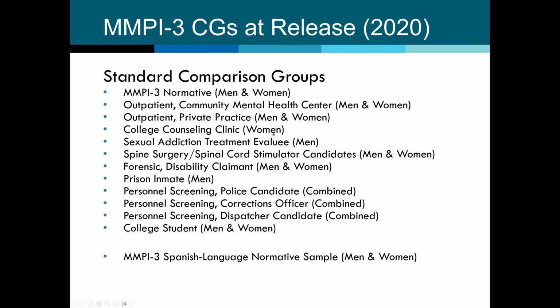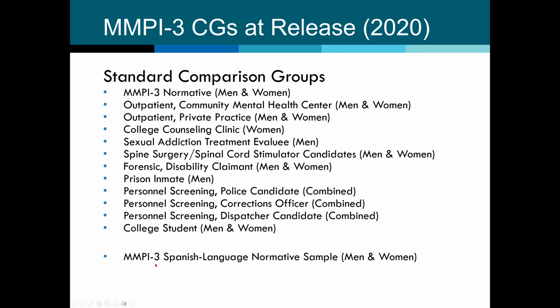So when the MMPI-3 was released, we had a sufficient number for college counseling women, but not men, a sample of individuals in sexual addiction treatment, spine surgery and spinal cord stimulator candidates, forensic disability claimants. So as you can see, the list is fairly comparable or similar to, not identical to, the list that we had when the MMPI-2RF was first released. Several pre-employment evaluation samples, college student sample.